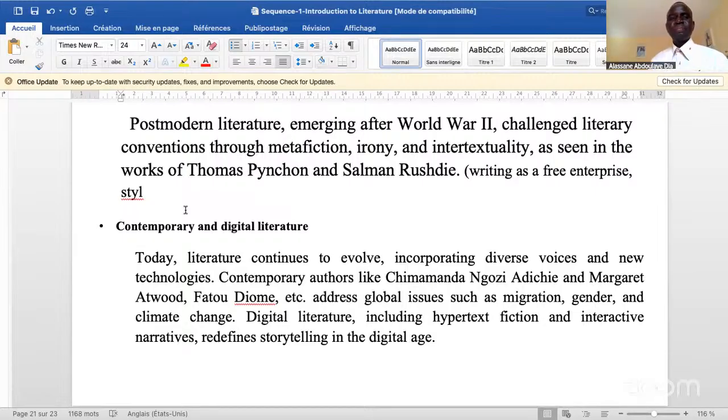All right? So what does it mean? Intertextuality, what does it mean? Intertextuality means simply the presence of a text in the present text. When you read a text and you find another text that preceded it, that's what we call intertextuality, class.